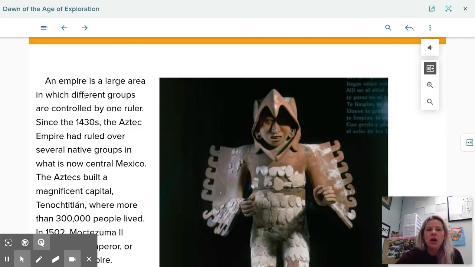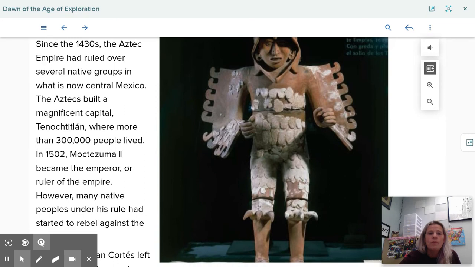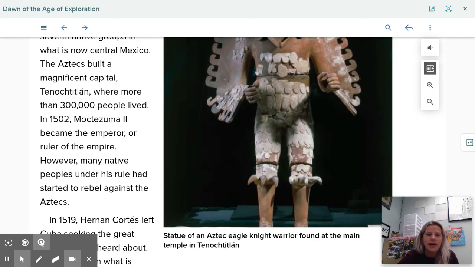An empire is a large area in which different groups are controlled by one ruler. Since the 1430s, the Aztec Empire had ruled over several native groups in what is now central Mexico. The Aztecs built a magnificent capital, Tenochtitlan, where more than 300,000 people lived. In 1502, Moctezuma II became the emperor, or the ruler, of the empire. However, many native peoples under his rule had started to rebel against the Aztecs. We read about him in The People You Should Know.